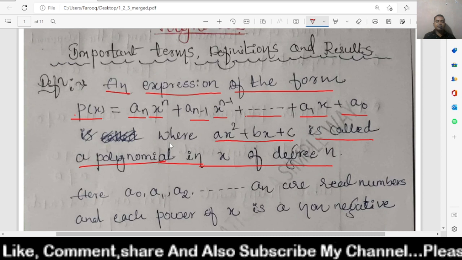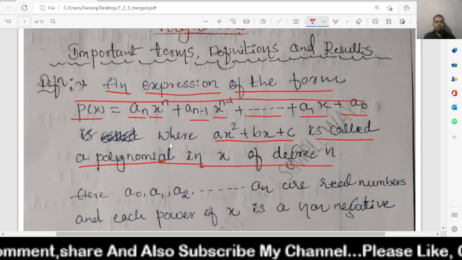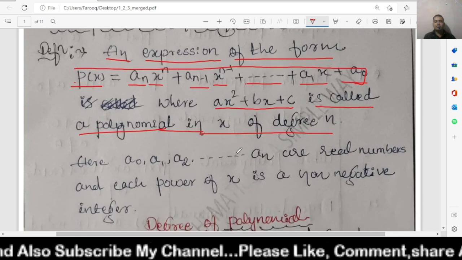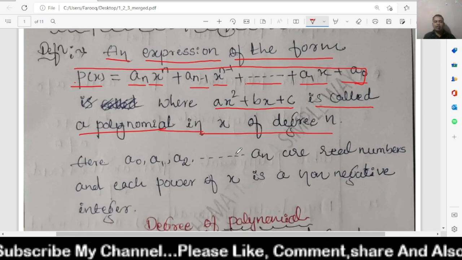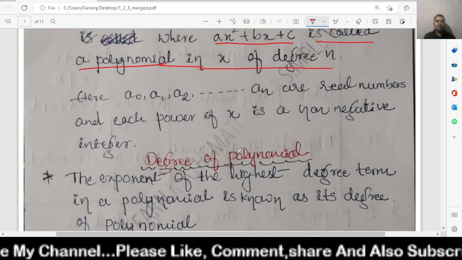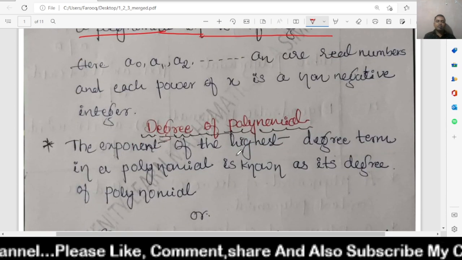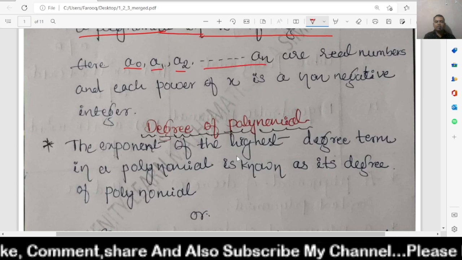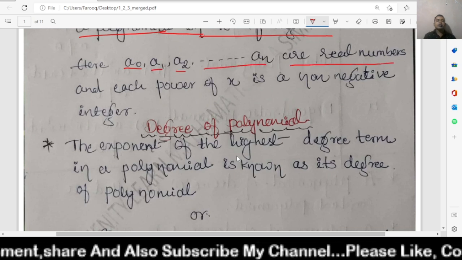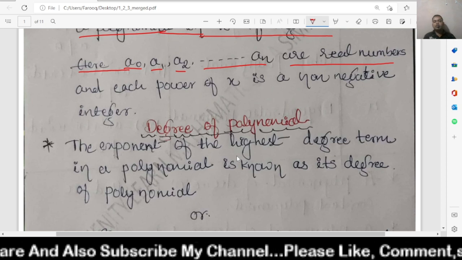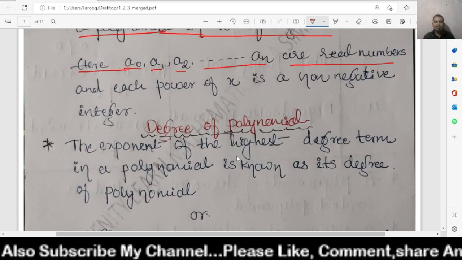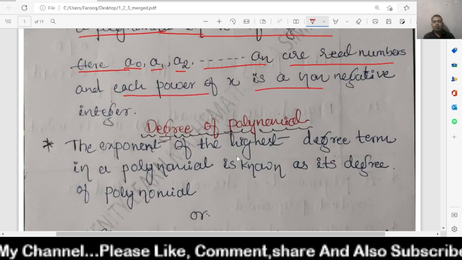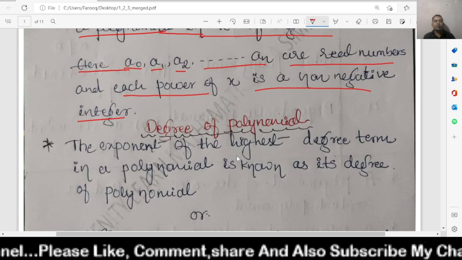Here, this form of expression is called a polynomial in x of degree n. Here a naught, a1, listen carefully. What are a naught, a1, a2, so on up to an? They are real numbers. Means in the expression, a0, a1, a2 and so on up to an are called real numbers, and each power of x is a non-negative integer.